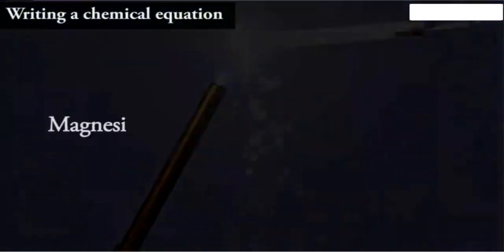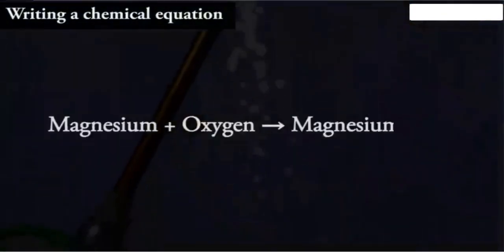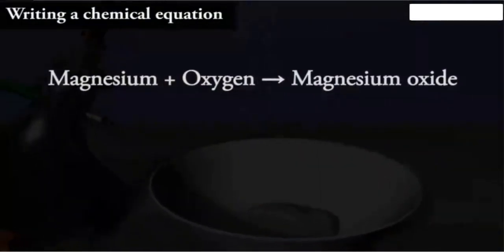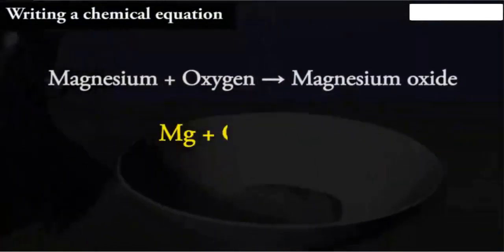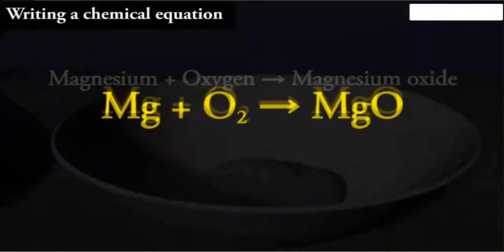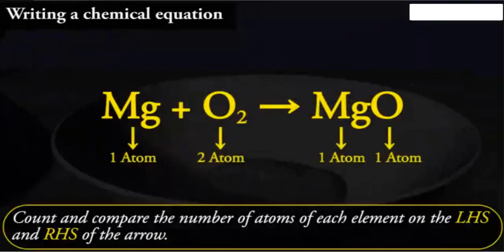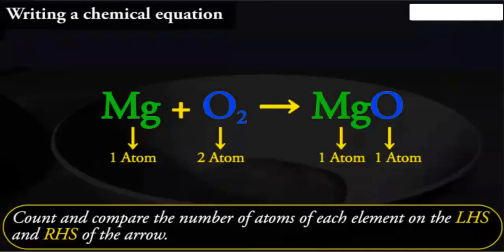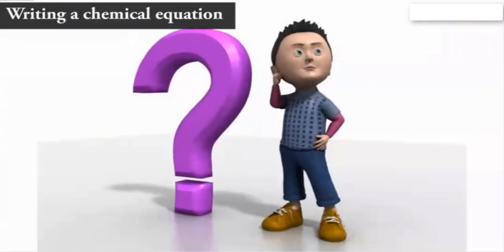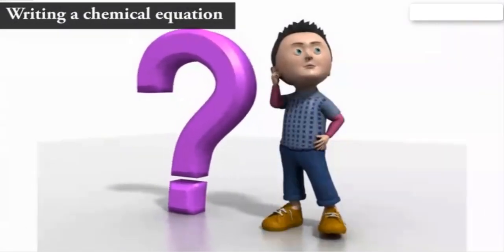If you recall the formulae of magnesium, oxygen and magnesium oxide, the previous equation can be written as Mg plus O2 gives MgO. Count and compare the number of atoms of each element on the LHS and RHS of the arrow. Is the number of atoms of each element the same on both sides?